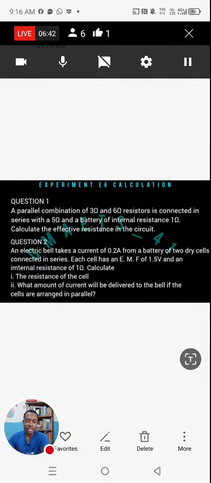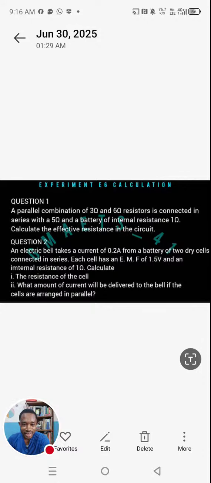So let's move on. This very first part of the question, what we are required to get is the total resistance in the circuit described here. The total resistance in the circuit described there.